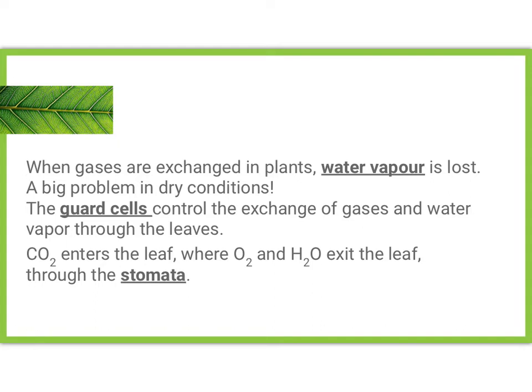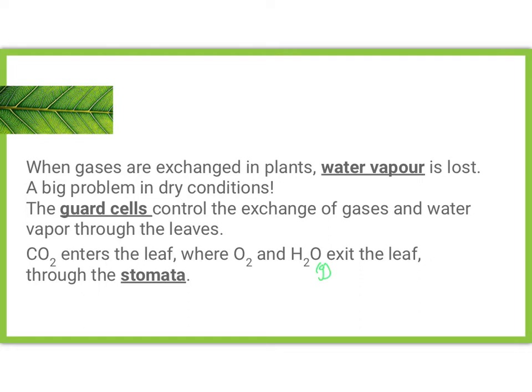So when gases are exchanged in plants, water vapor is lost. Okay, so this is a big problem in dry conditions. What happens is the guard cells are in control of the exchange of gases and water vapor through the leaves. So as CO2 is entering the leaf, again through the stoma, oxygen and water vapor leave. So water in the form of a gas.